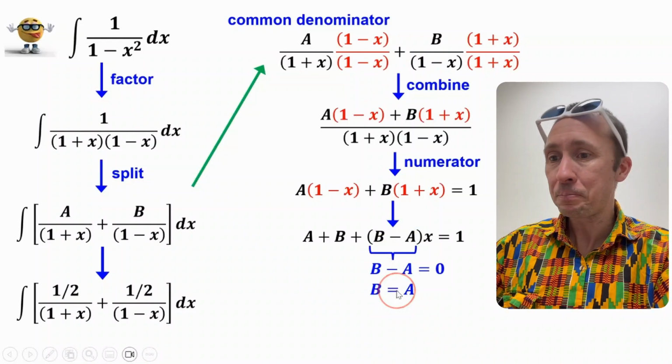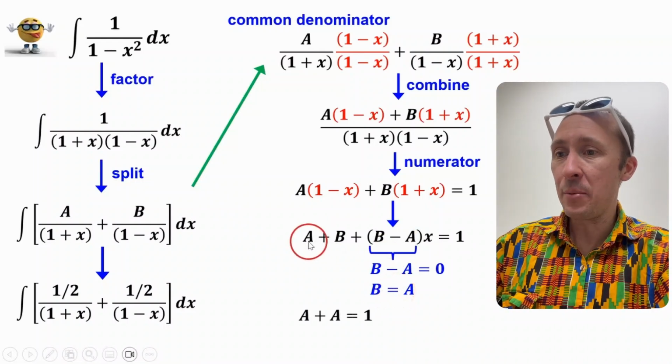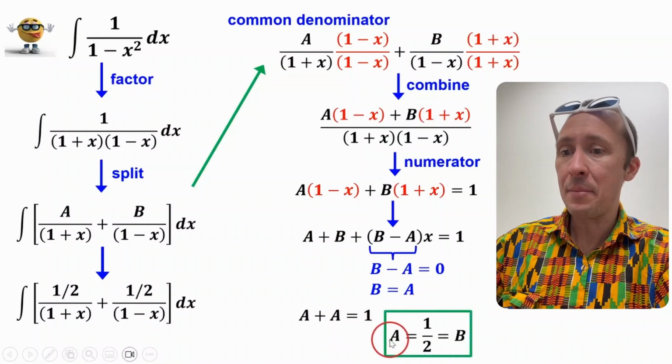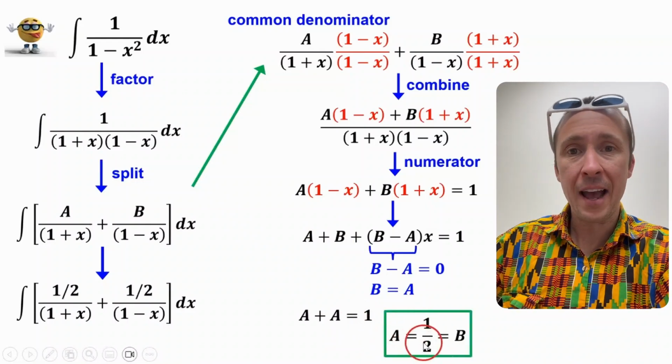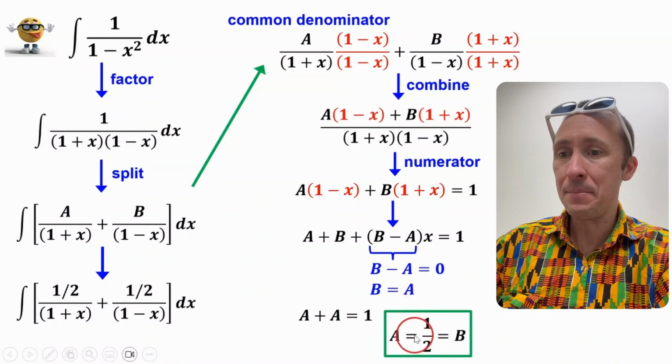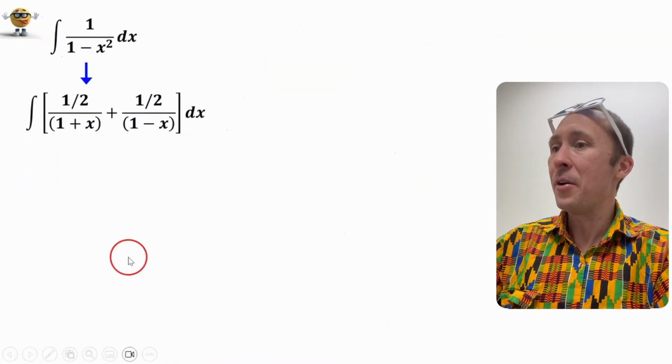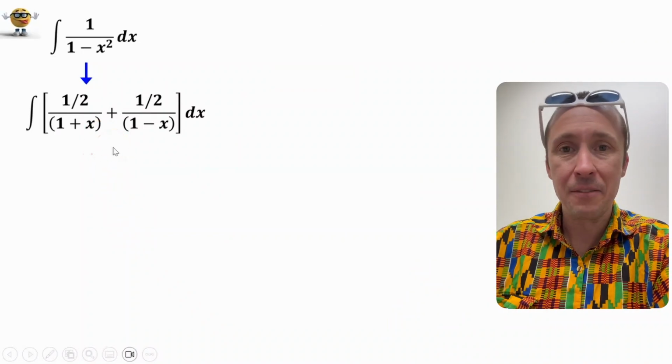and b has to equal a. Well, if b equals a, then we have a plus a, because b is a, equal to 1. And that means a equals 1/2. And if b equals a, then b equals 1/2 as well. So that's how we got the 1/2 right here. Okay, at this point, we can get ready to integrate it.